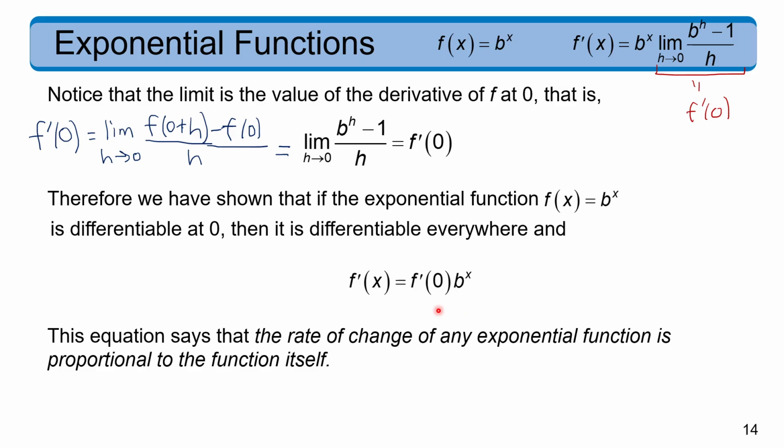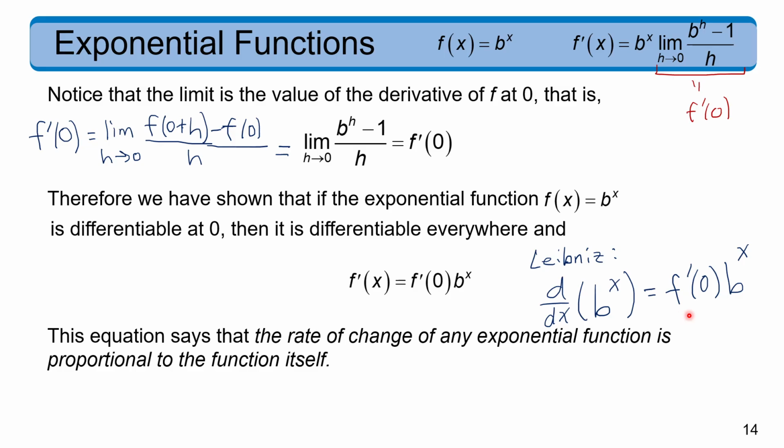And we can conclude from this, right, the original f of x was b to the x. F prime of 0 is some constant that we don't know yet. But what this tells us is that the derivative of b to the x is just a constant times b to the x. Right? So if we put this into Leibniz notation, it makes that statement a little more clear. If we take the derivative with respect to x of this exponential function b to the x, we get this constant f prime of 0 times b to the x.